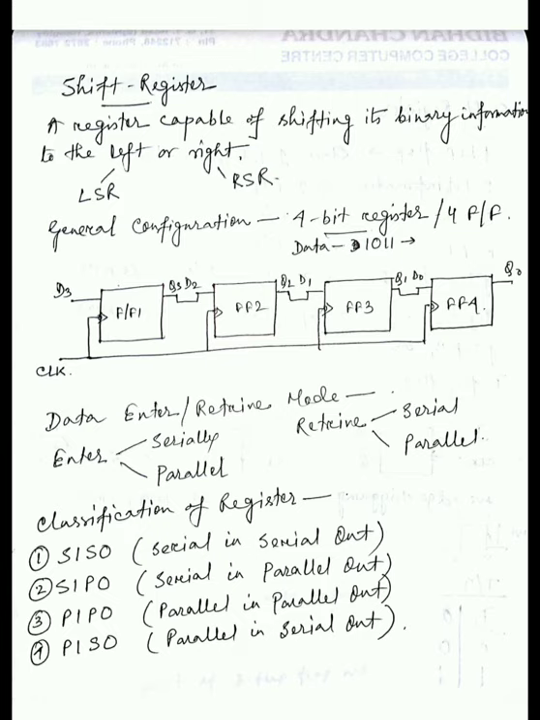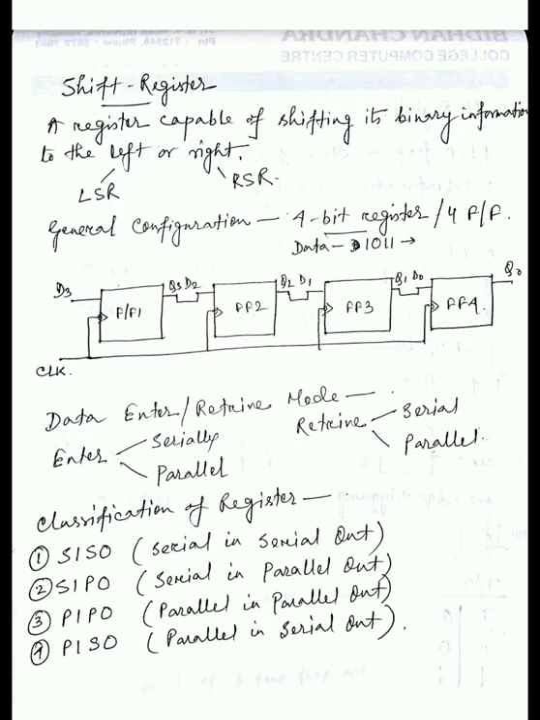Okay, that is the shift register. A register capable of shifting bits of information from left to right or right to left is known as a shift register. A register is a combination of flip-flops, so if it is possible to move the data from one flip-flop to another flip-flop, it is known as a shift register. Suppose this is the general configuration, so that you can understand how data can be moved.